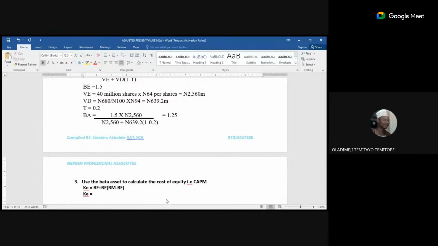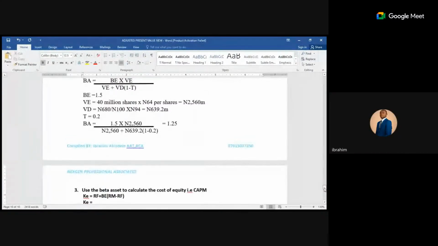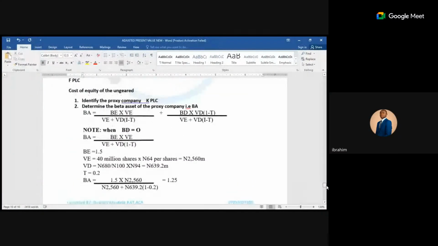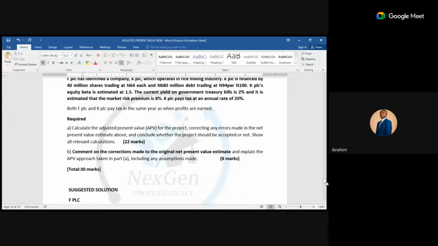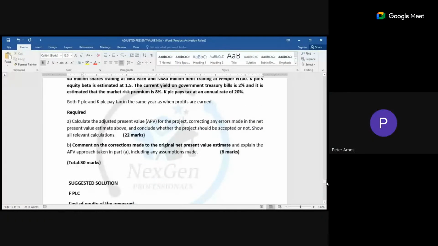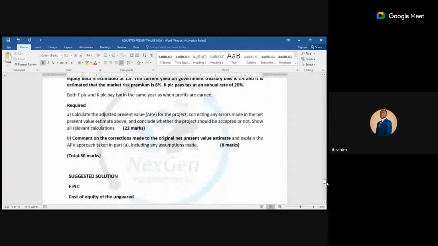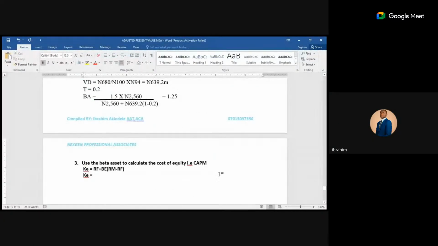Good afternoon. Asset beta measures the risk of the investment, the risk of the industry. Okay, so asset beta measures business risk, right? Is that not so? Yes, sir. Okay. What is systematic risk?